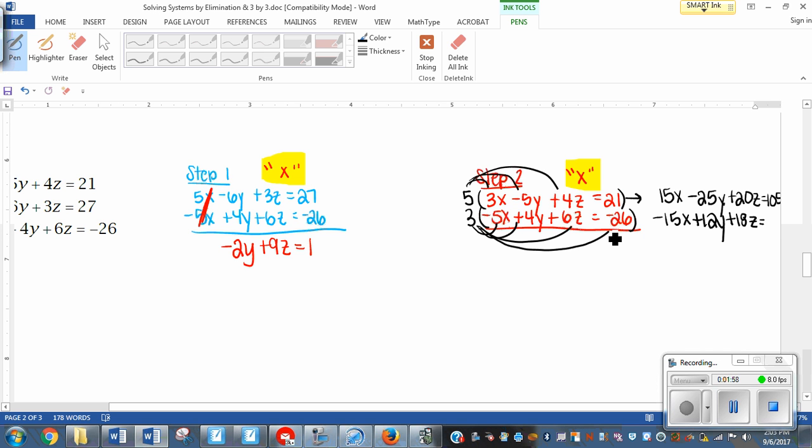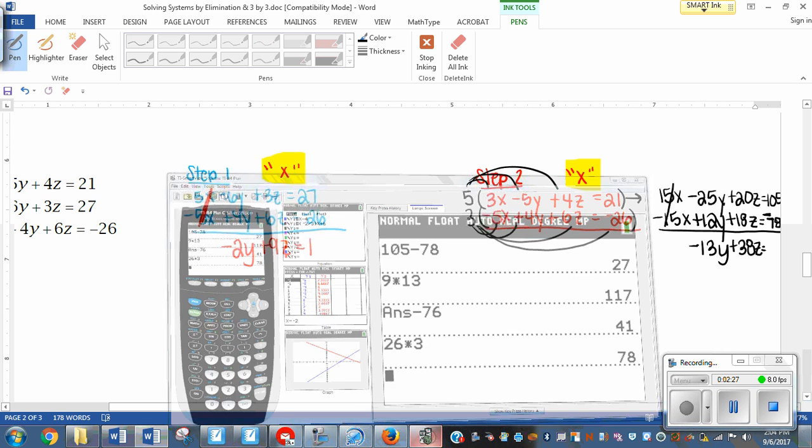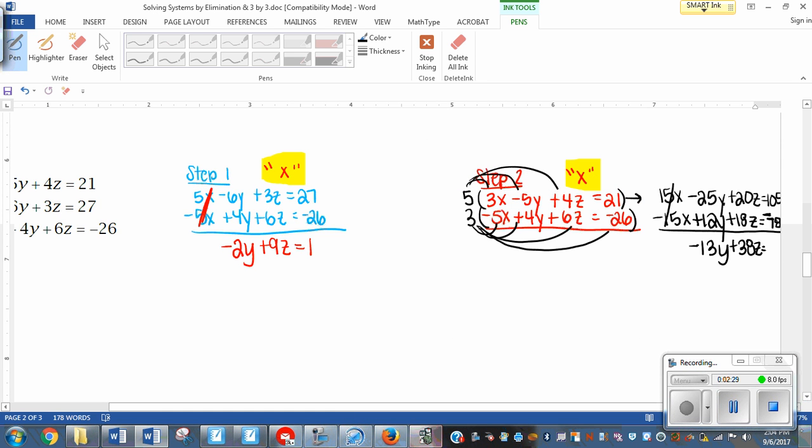And here we're going to get 78, negative 78. Okay, so it's very, very important that we have the correct sign. Now we can cancel our x. Make sure you have a negative on the 13y when you bring it down. 38z. And my 105 minus 78, always double check everything if you need to. 27.